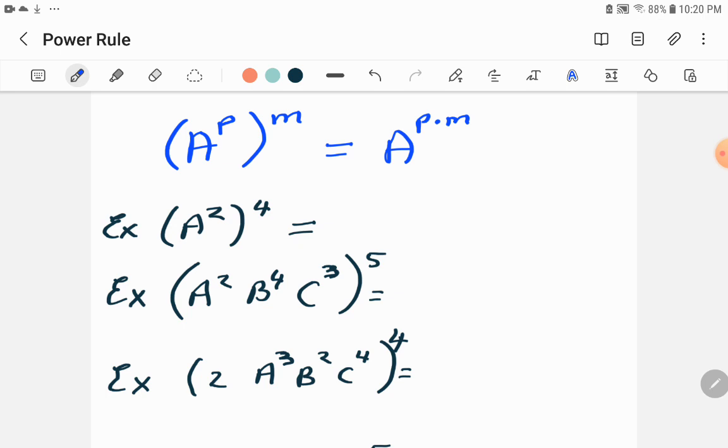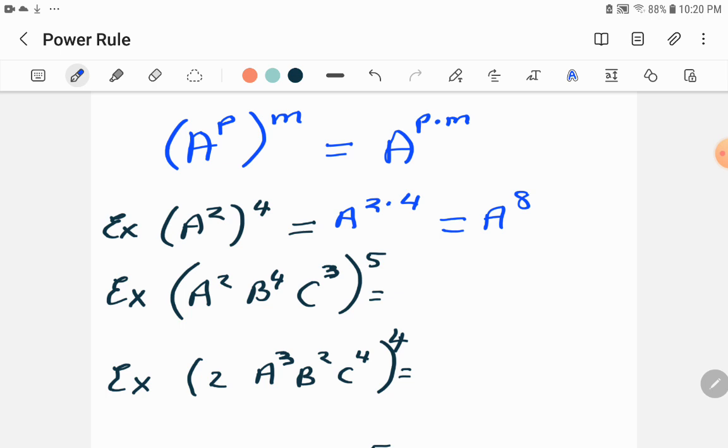Okay, let's look at our first example. We have a to the second power raised to the power 4. So here we'll multiply 2 times 4, so we get a to the 8.